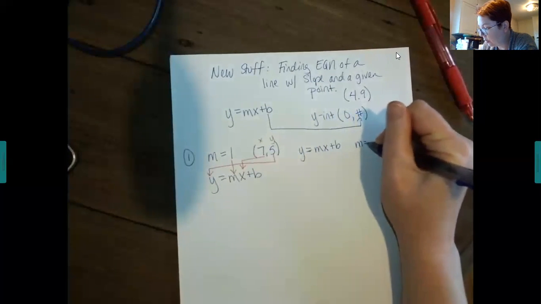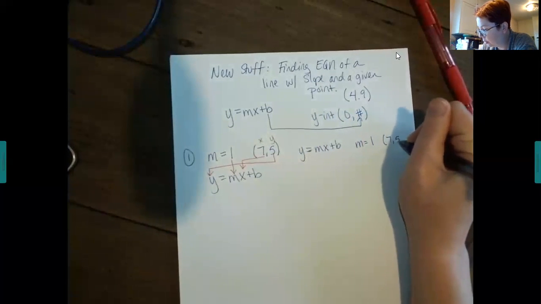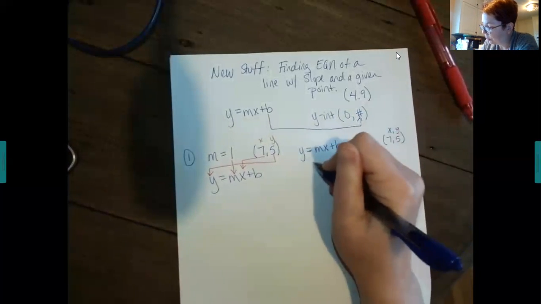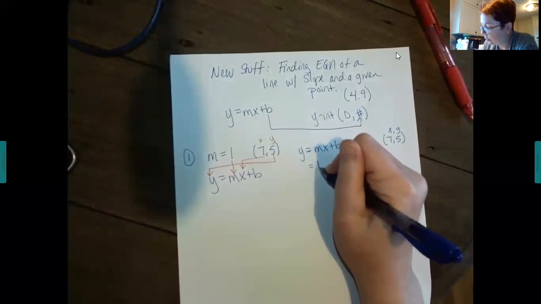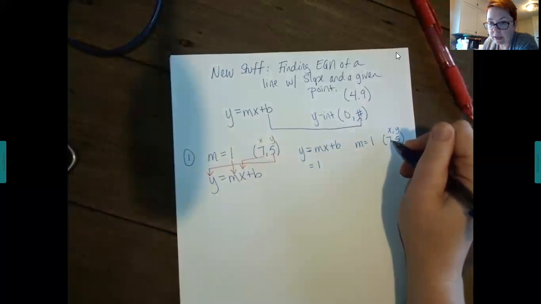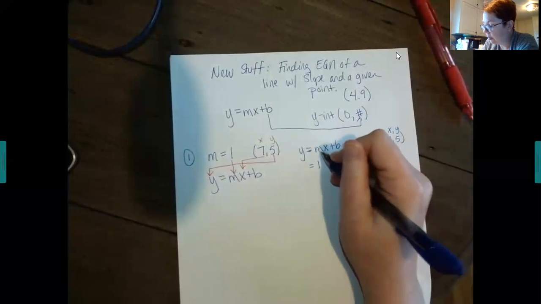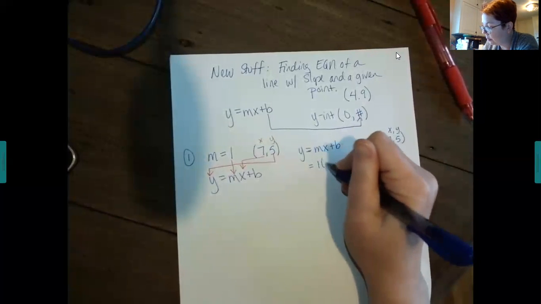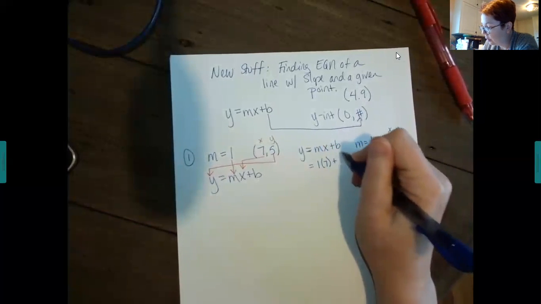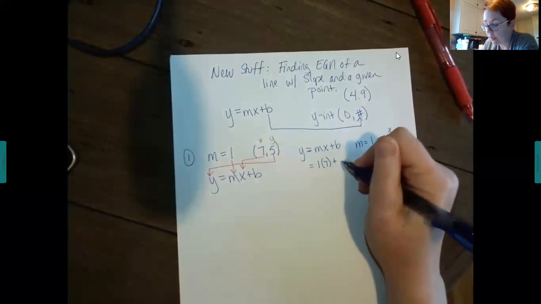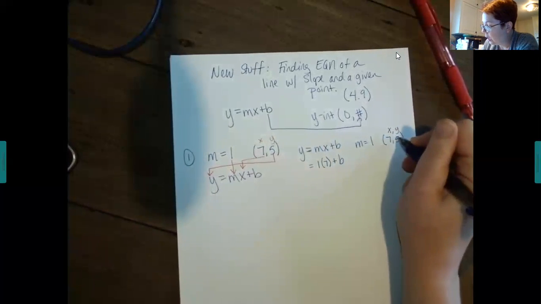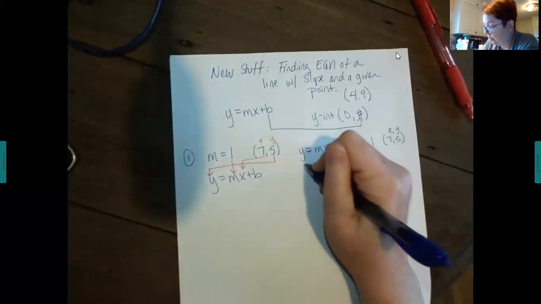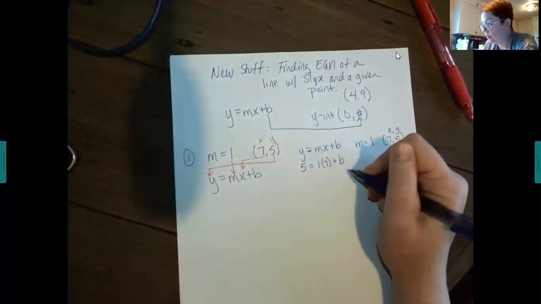All right, so I'm just going to write it here again, make it a little bit nicer. I'm going to put in 1 for m. My x value is 7. Remember, it's stuck together, so that means multiplying. So this is going to be 1 times 7. We don't know what b is. That's our goal to find out. And we know we can replace y with 5. And now we are going to solve for b.